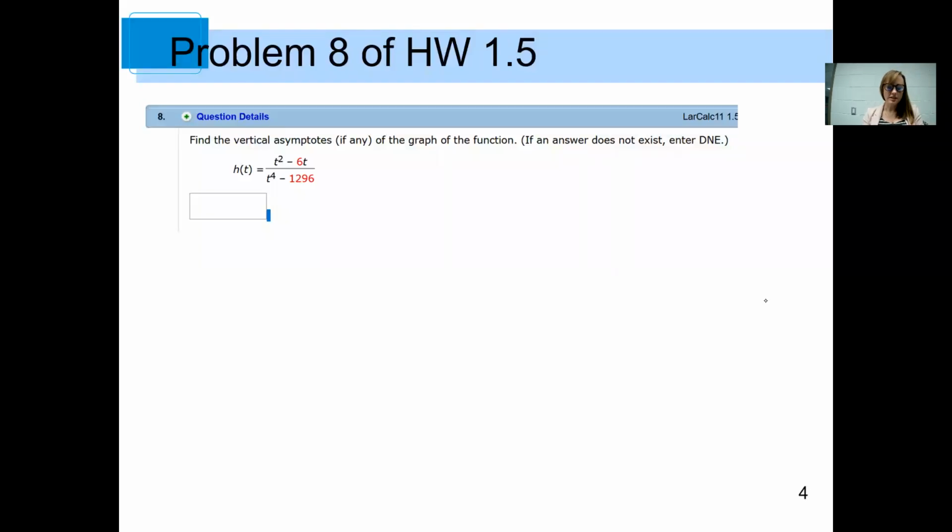For this problem, we're asked to find vertical asymptotes. We're looking at problem 8 of section 1.5 homework. So the first thing that you would do in a college algebra class when looking for the asymptotes is look at where the denominator is equal to 0.